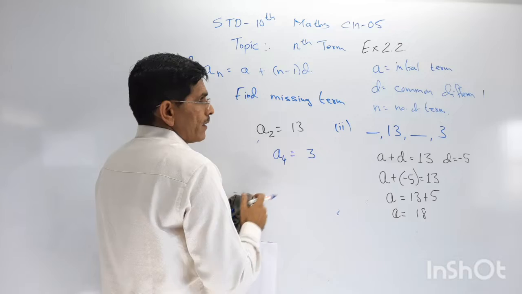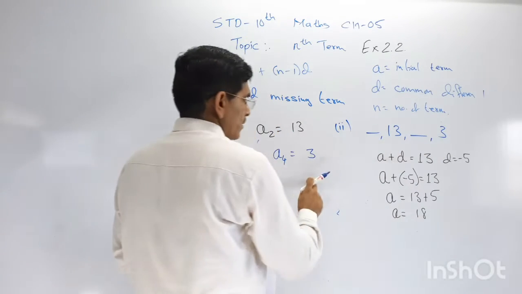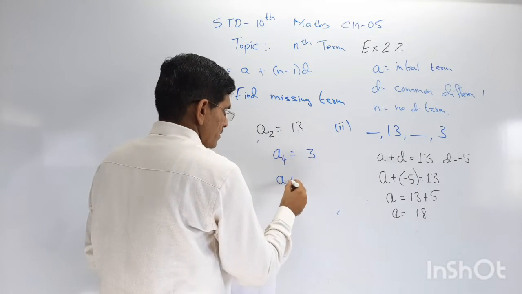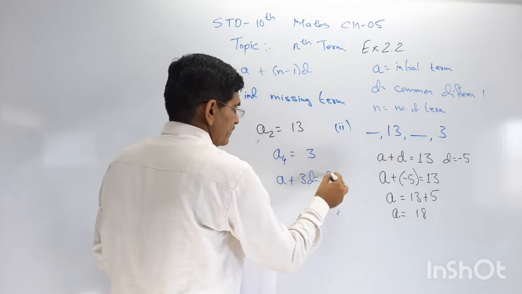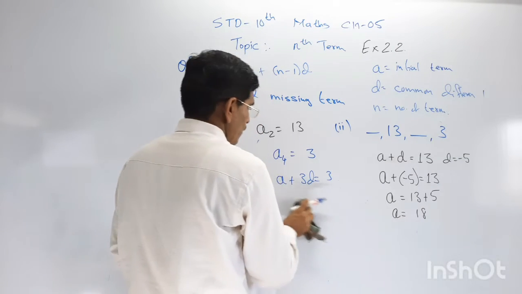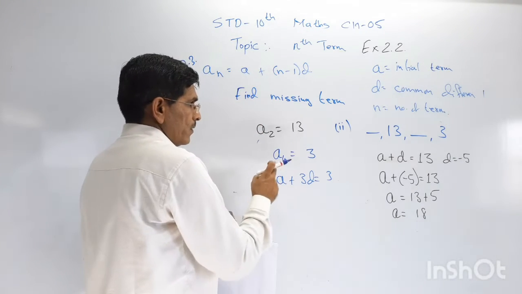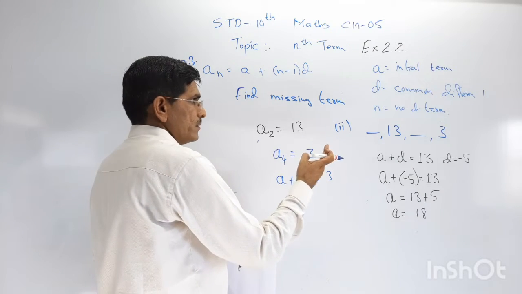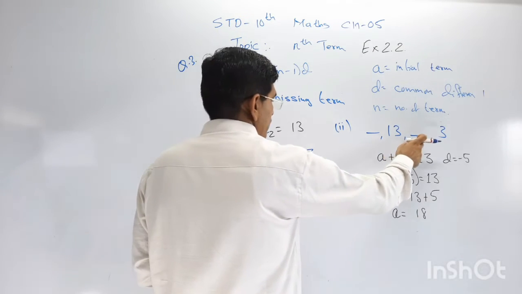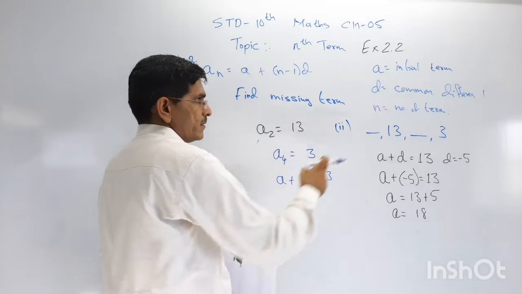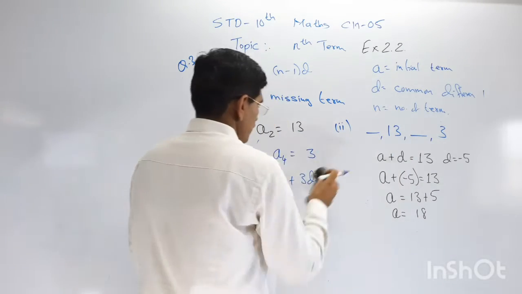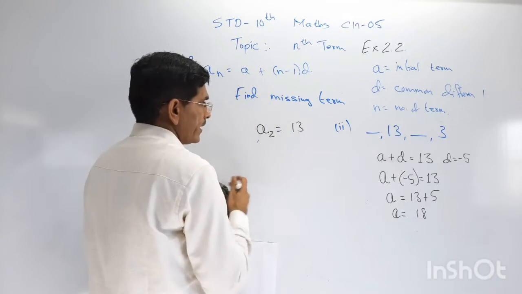Again, the 1st, 2nd, 3rd and 4th term is there. So a plus 3d I have to write, and what we have to find out? a3: first, second and third. So we have to find out a3.